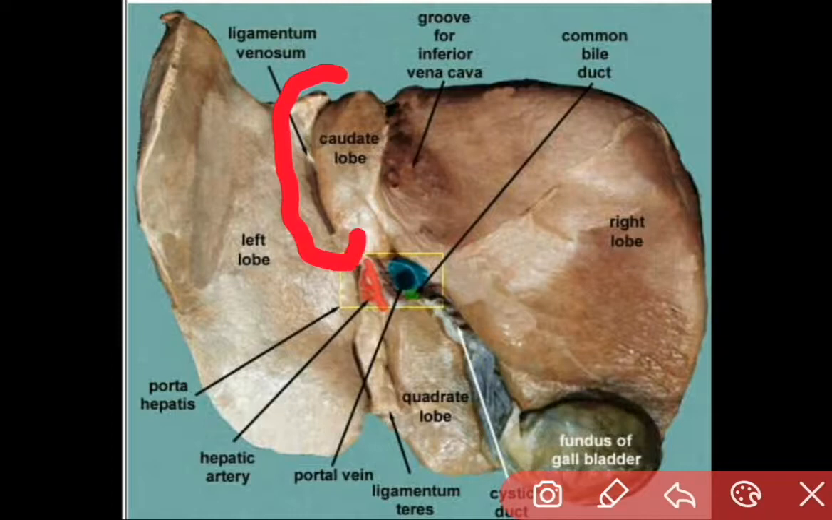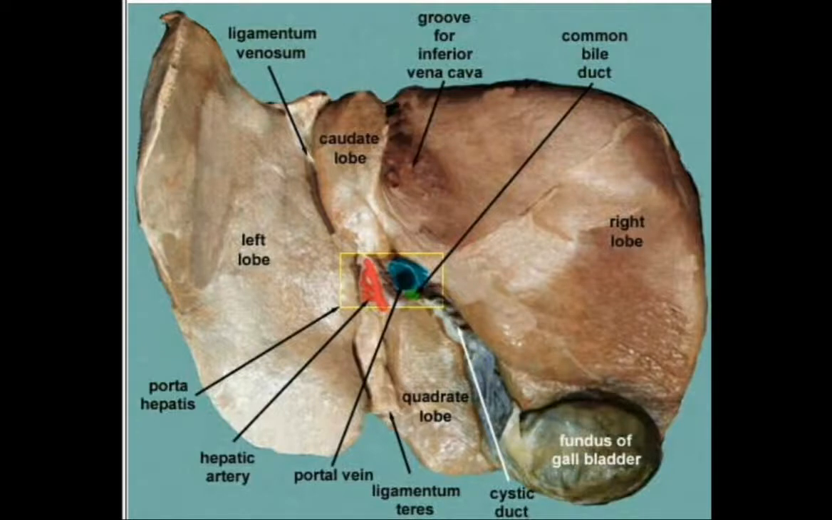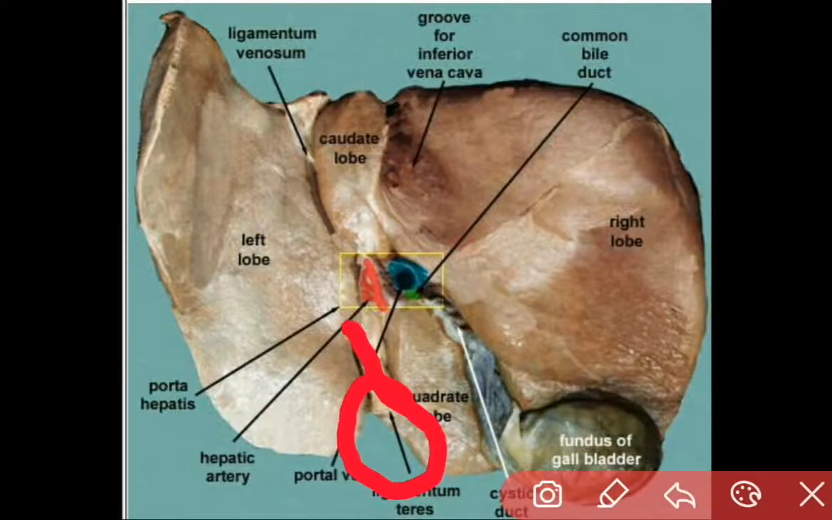Ligamentum venosum is located in this fissure for ligamentum venosum on the visceral side. Ligamentum venosum is a remnant of ductus venosus, which was present in the earlier life, fetal life. And the other one, as I said, the ligamentum teres hepatis. This is the fissure for ligamentum teres hepatis. The ligamentum teres hepatis is located here. It is a remnant of obliterated left umbilical vein.